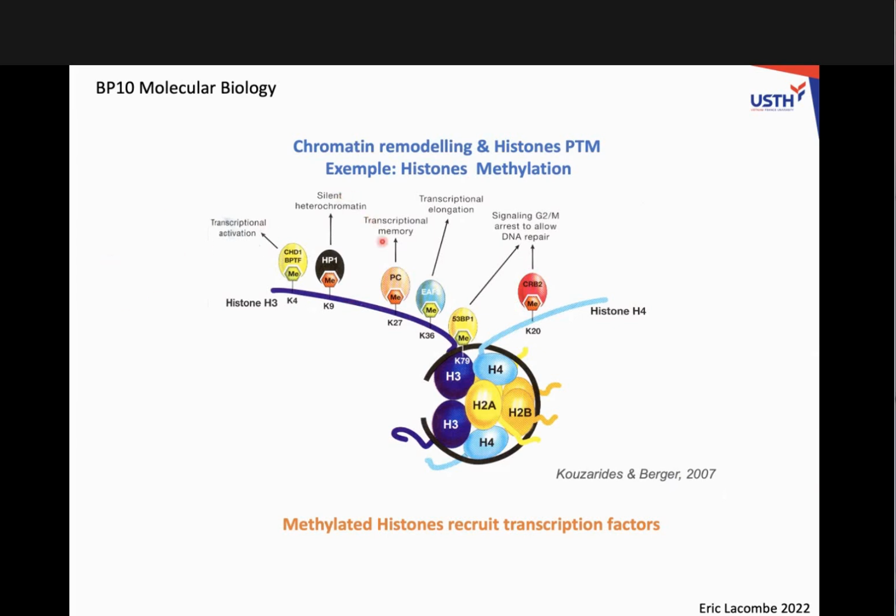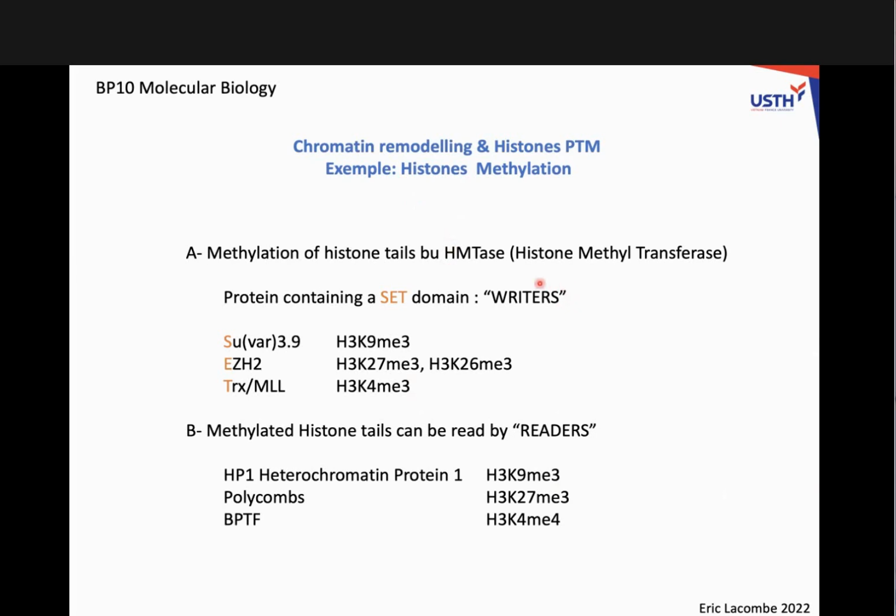We're going to take back the example of acetylation and methylation of the histone, and what I'm going to explain is how these writers and readers of the epigenetic marks have been characterized. We're going to see that from a historical point of view. So we're going to finish now because I will be late after.